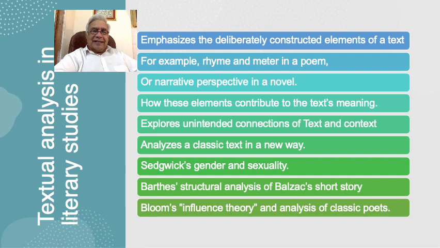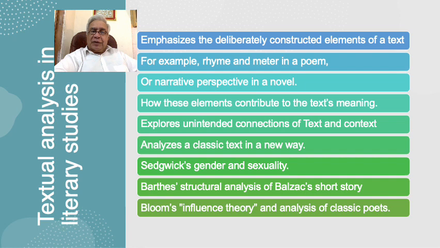The third type of analysis, the textual analysis of literary studies, is also equally important. In such an analysis, the emphasis is on those things which the writer, while creating the text, has deliberately constructed. For example, we can look at the rhymes or meters in a poem, or in the case of a novel, the narrative perspectives that the writer has intentionally chosen. In the same way, we can also look at the meanings these elements create together. The researcher in this case connects the text and the context also. I mean, the meaning should be established with the help of the context. That is also part of literary studies, contextual analysis.